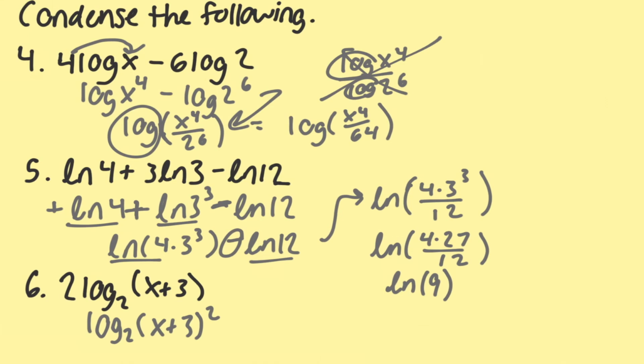And this is actually as far as you can condense it, because when you condense, you need to be left with one logarithm, which we have, and all the exponents need to be on the inside, which we have. If you wanted to take it further, you could do x plus 3 times x plus 3 and FOIL that out, but you wouldn't need to do that here.